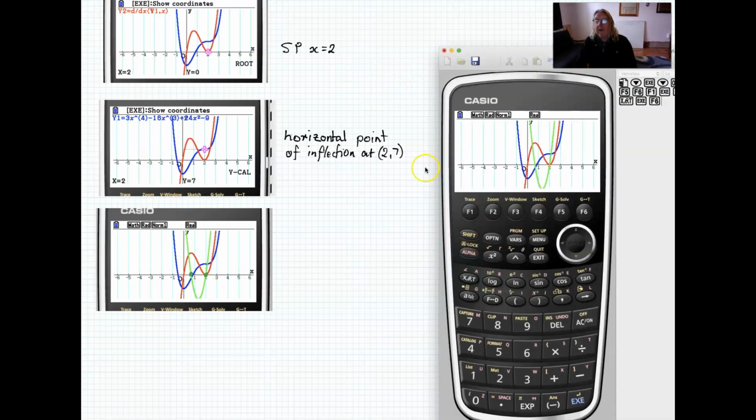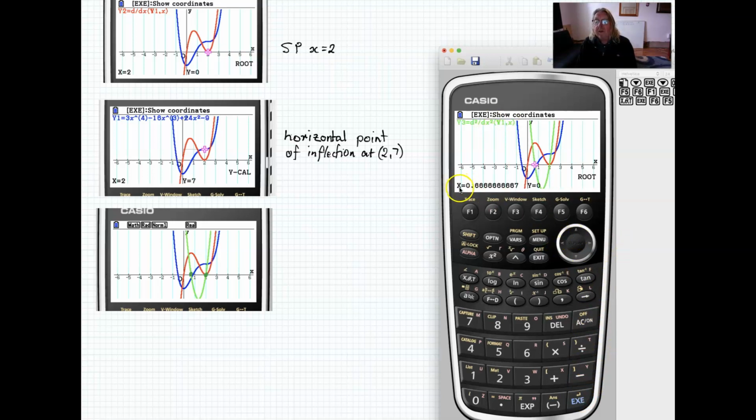Right, back in our calculator, we want to go to G-Solve and we want to find the roots of the green one, the second derivative. So not that function, not the first derivative, which you can see it's labelled there, but the green one, which is now flashing purple, that's y3. Execute.